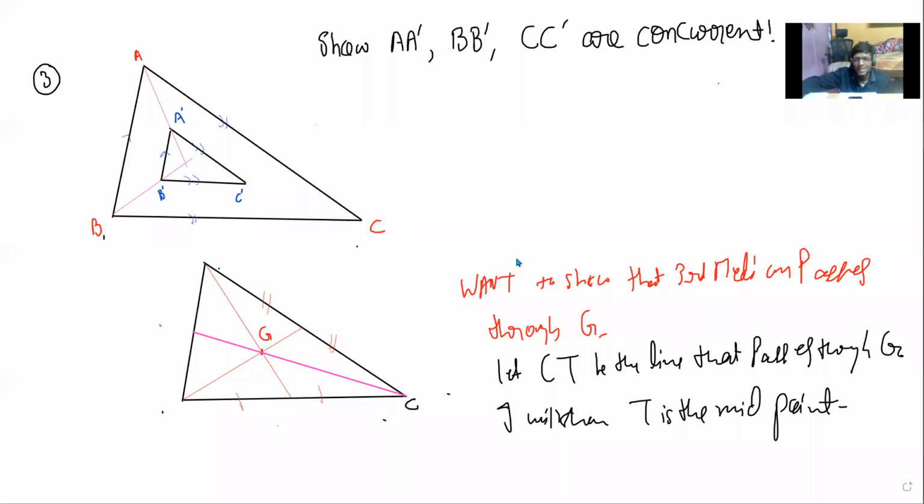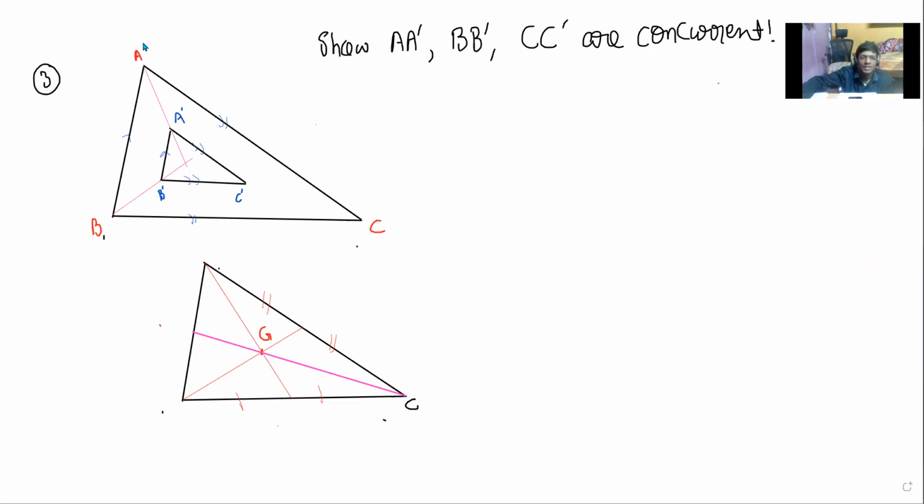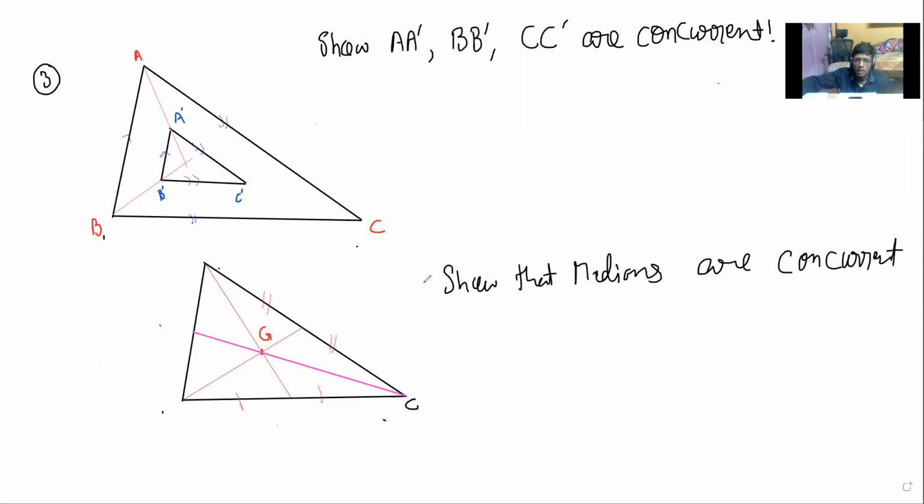So, homework: show that the three medians pass through the same point. This is not very difficult. Show that the medians are concurrent. And remember, I'm not directly applying Ceva's theorem. You may apply what we have proved. Don't apply what we have not proved, like the converse of it. Though it's all simple now.